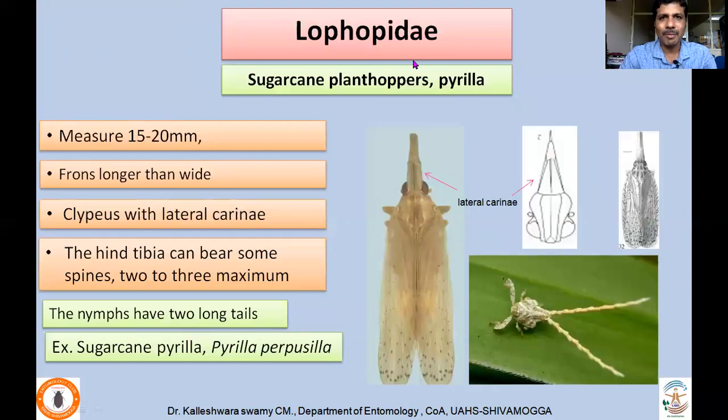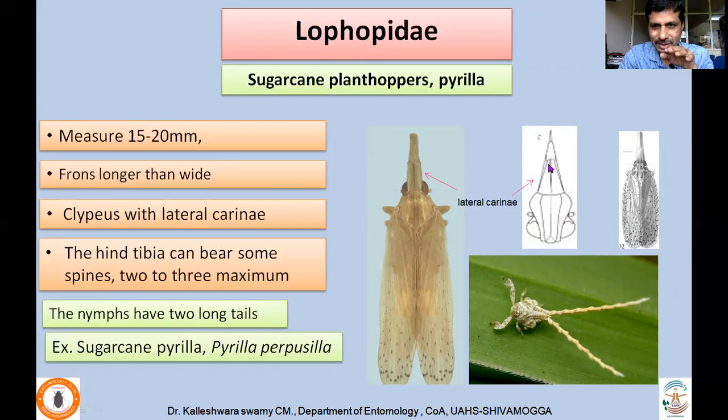So the next family is Lophopidae. They are called sugarcane plant hoppers, Pyrilla, sugarcane Pyrilla. They measure again 15 to 20 mm. Frons longer than wide. Very important. The frons is the front region of the head, which is extended, prolonged like this, and is longer than wide. You can see here, longer than wide. That's how we can distinguish. This is the clypeus. This is a region with lateral carina. Carina is nothing but a line or a ridge-like thing on the frons.